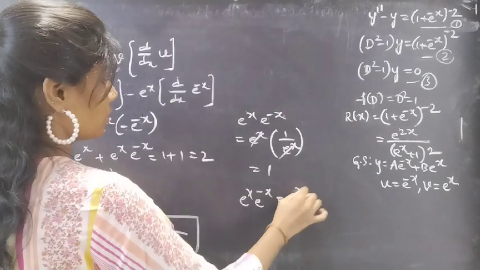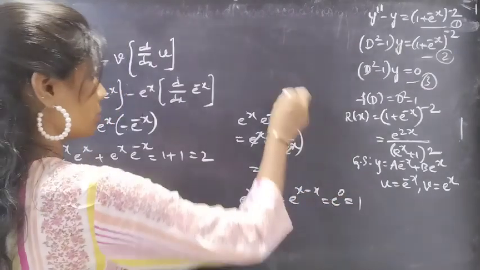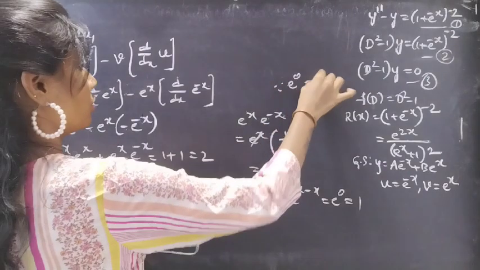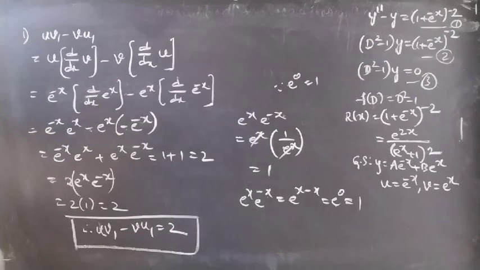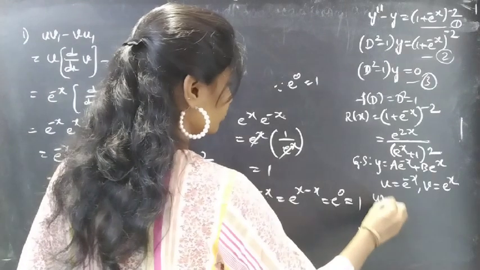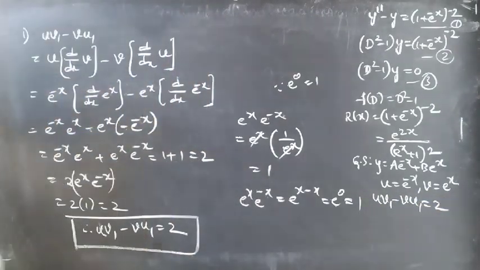Or just add the powers, you'll have e power x minus x, which is e power 0, since e power 0 is 1. So you'll get e power x into e power minus x equals to 1, right? So we got uv1 minus vu1, which is 2. Let's now find a dash, a, b dash, b.